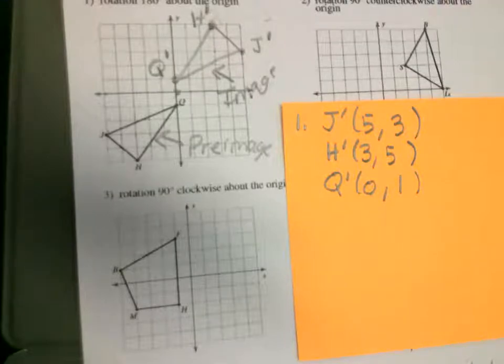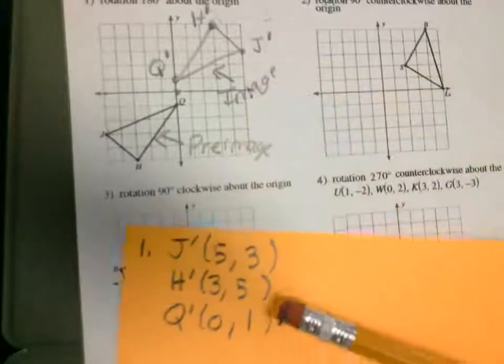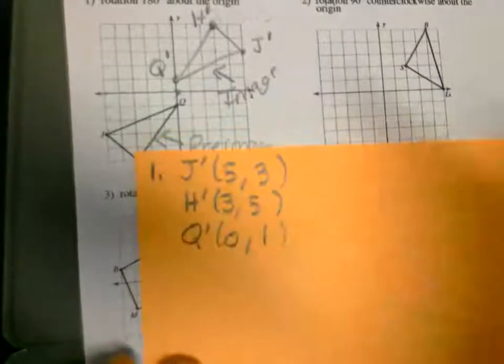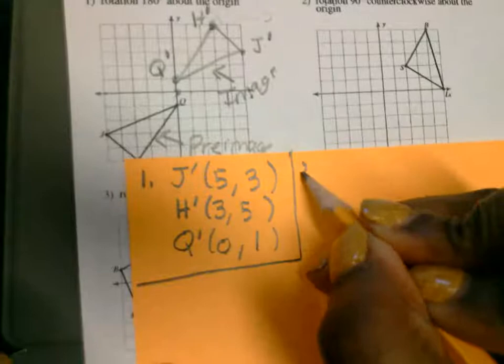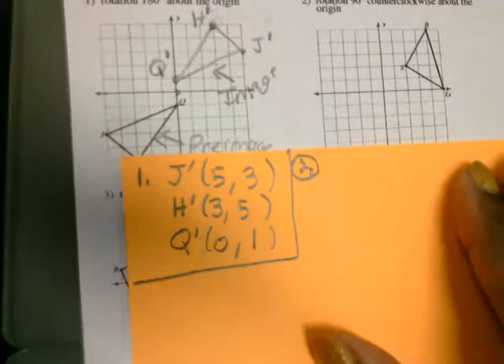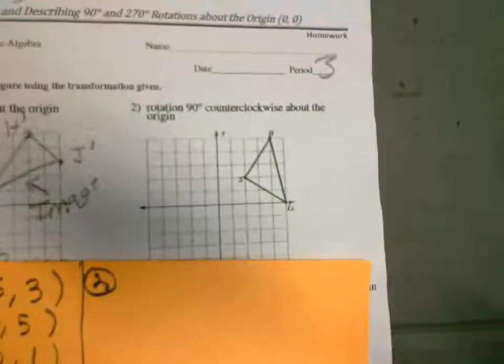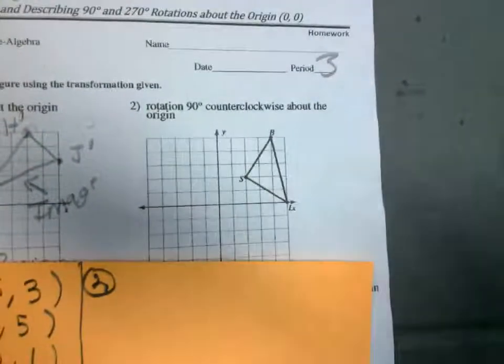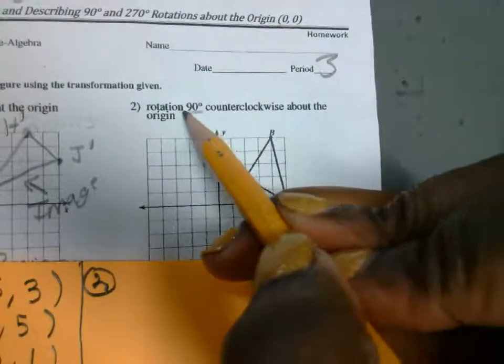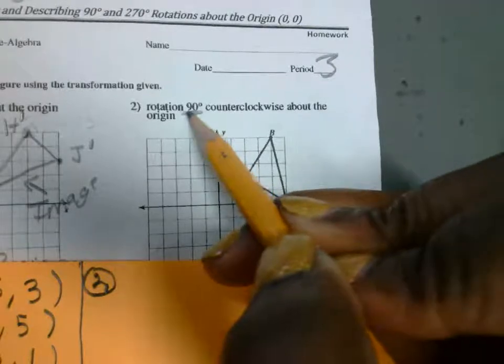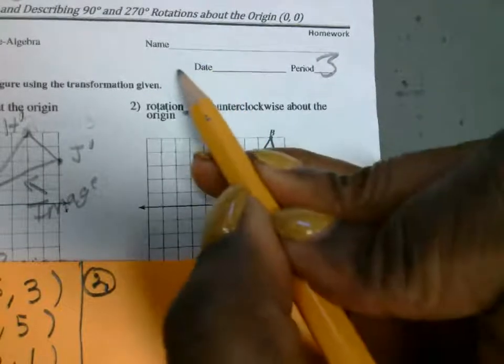All right, let's do number 2. I'm going to put this in a box and put number 2. So now for number 2, it says rotate 90 degrees. How many turns is 90 degrees? It's one turn.